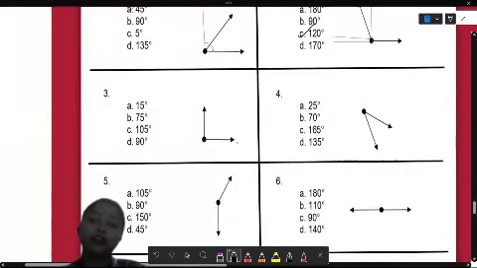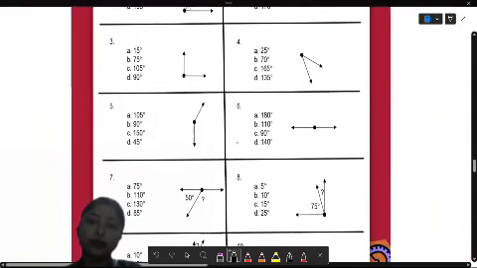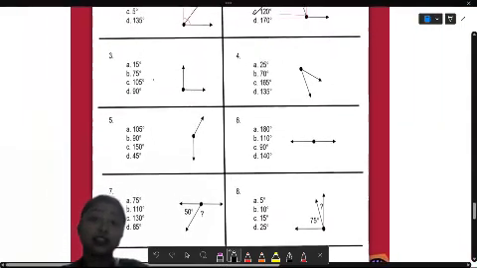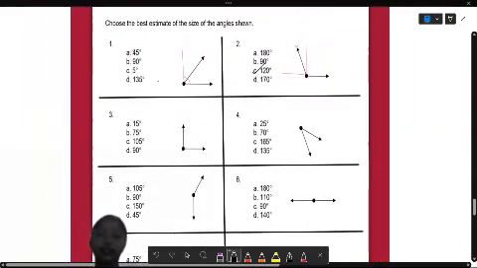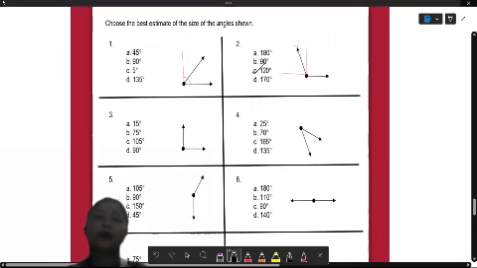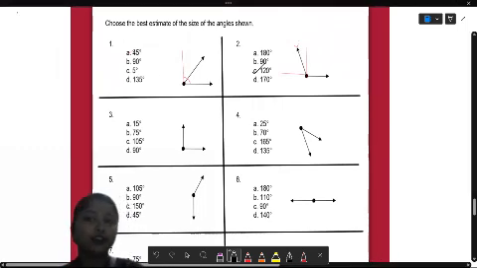Now you can do the other questions by pausing the video, and let's see if you get the correct answer or not. Let's start again doing the questions. So this is very easy. It's just a right angle, right? Okay, now let's move to this one.